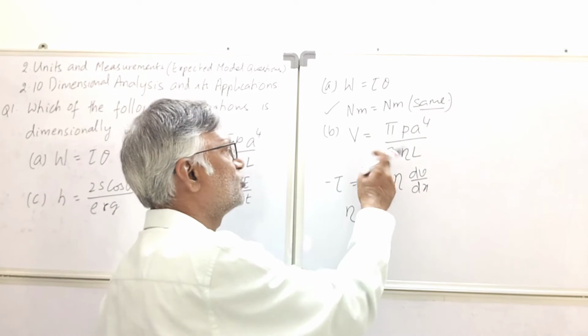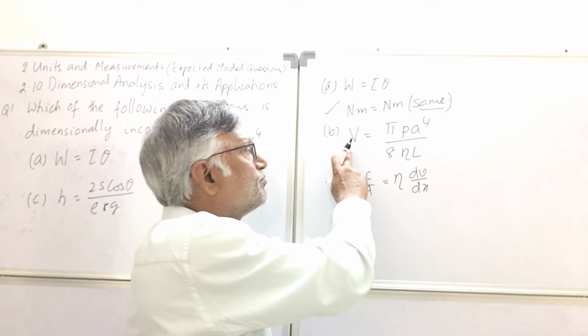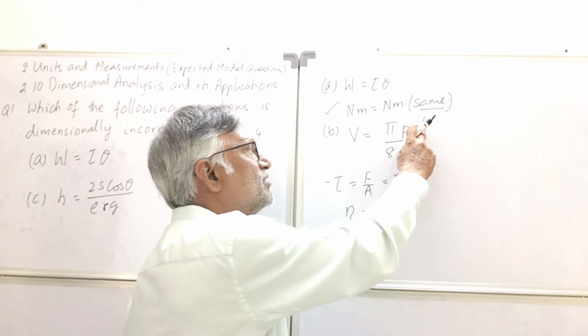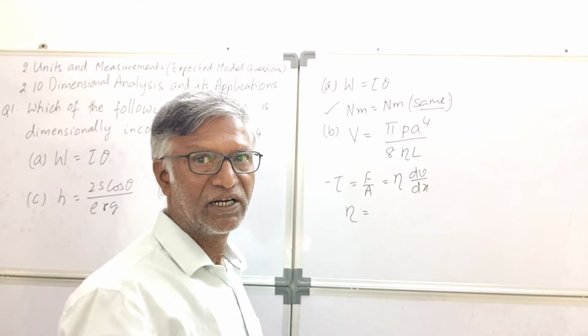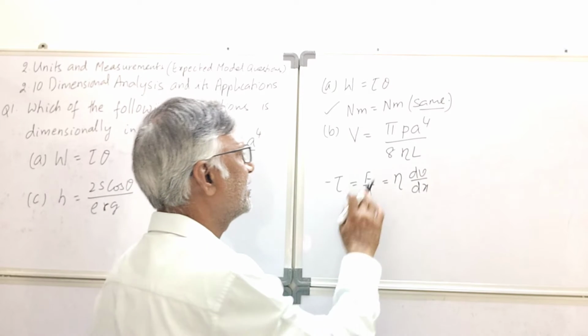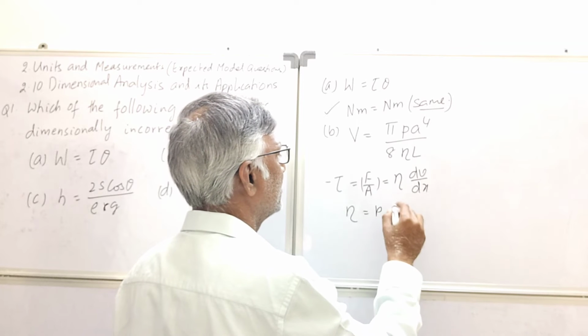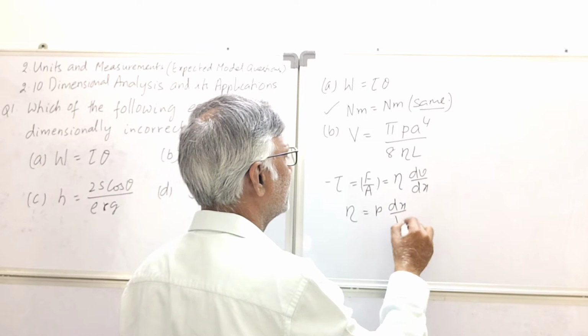Pi and 8 there is no need, volume means L cube. Pressure you have to substitute, eta you have to substitute, this is length, this is length. So directly also you can substitute, but I am directly taking this, you can take eta as P dx by V.